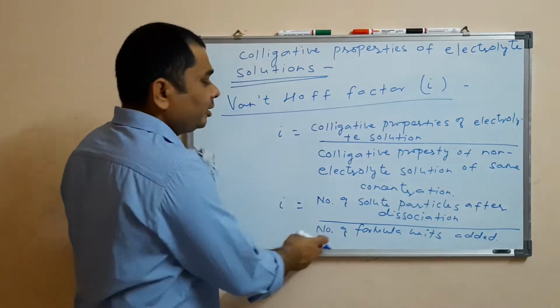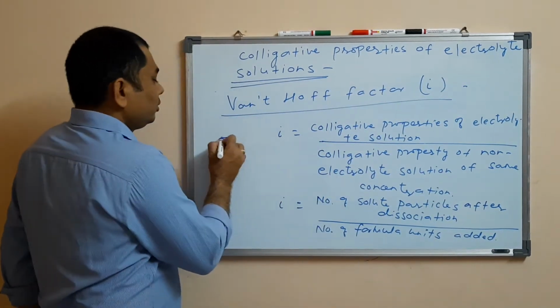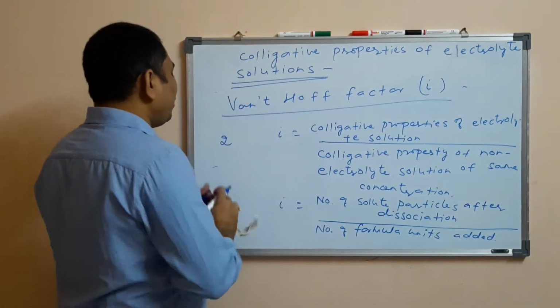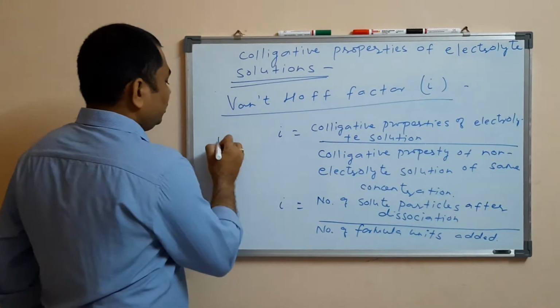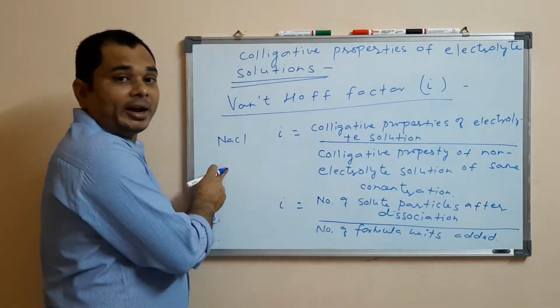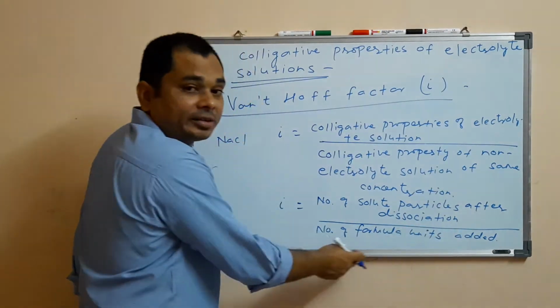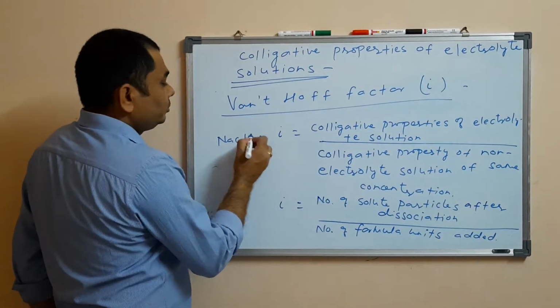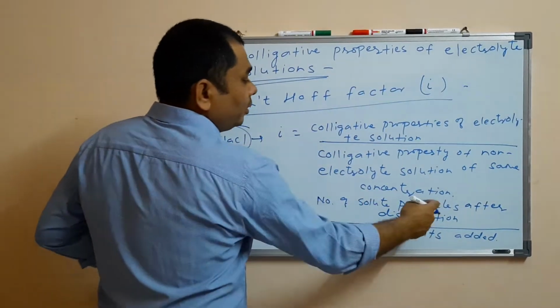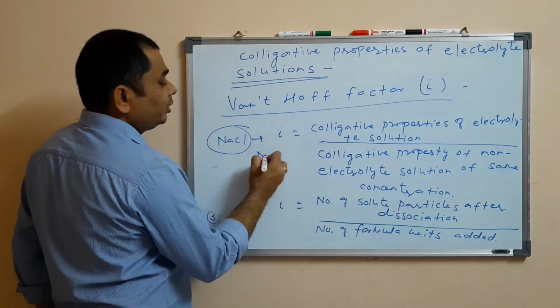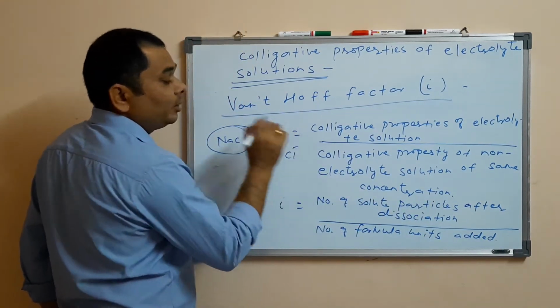Now what do you mean by this? So suppose we have added one formula unit of NaCl. मतलब हमने तो एक ही पार्टिकल ऐड किया, so this is the number of formula units added. Okay, but how many particles will it become after dissociation? After dissociation, this will dissociate into Na plus and Cl minus ions.